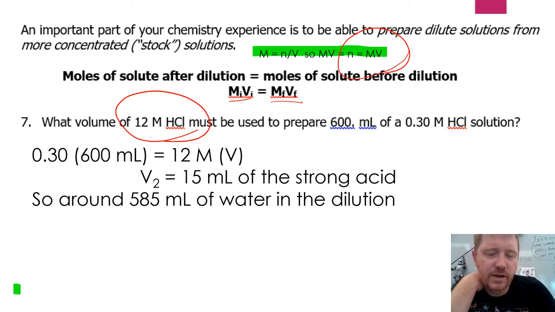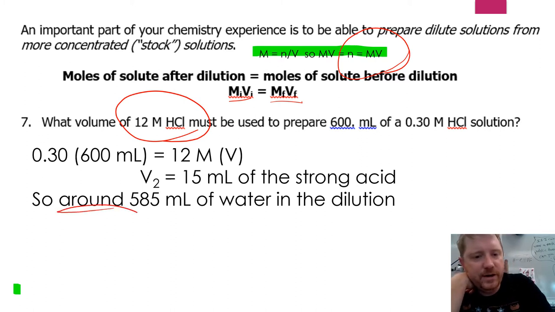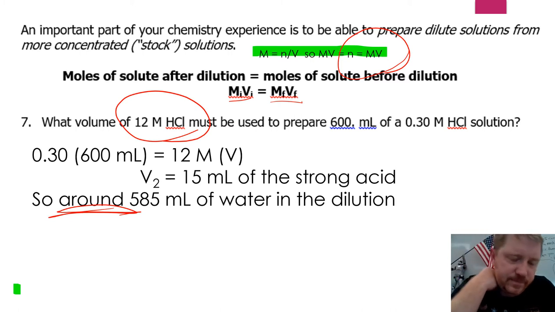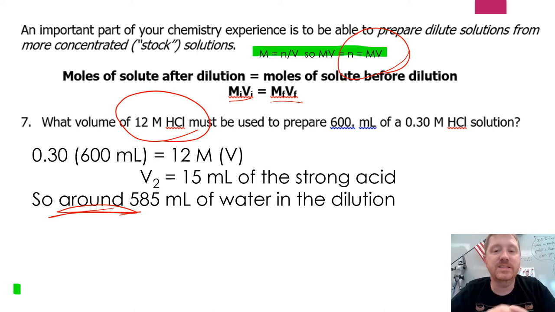It looks like there's 15 milliliters of the strong acid needed and very little of the water, a whole lot of water needed. Now you notice it says around 585. And that's because when you mix things, sometimes they expand or contract. Sometimes when water meets hydrochloric acid, it expands.